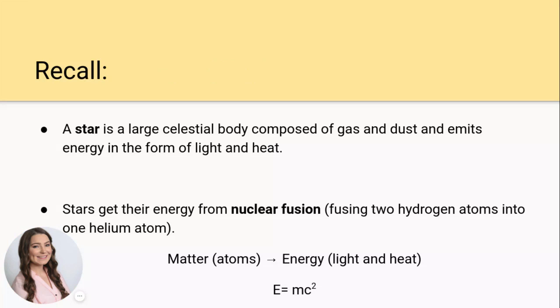Let's also recall from our unit on energy that stars get their energy from nuclear fusion, fusing two hydrogen atoms into one helium atom. In the star's core, this converts matter, the atoms, into energy, light, and heat, which is where Einstein's E equals mc squared equation comes from. Energy is equal to mass times the speed of light squared.